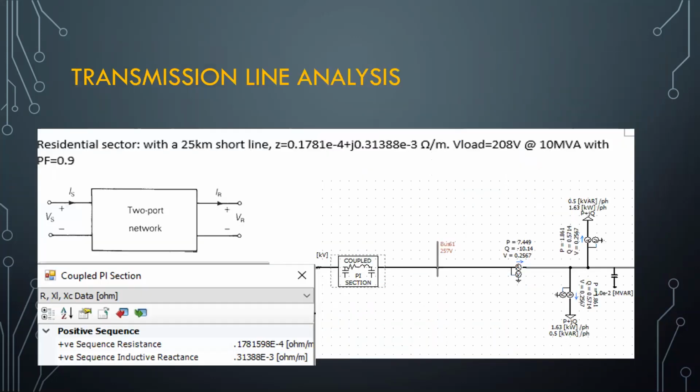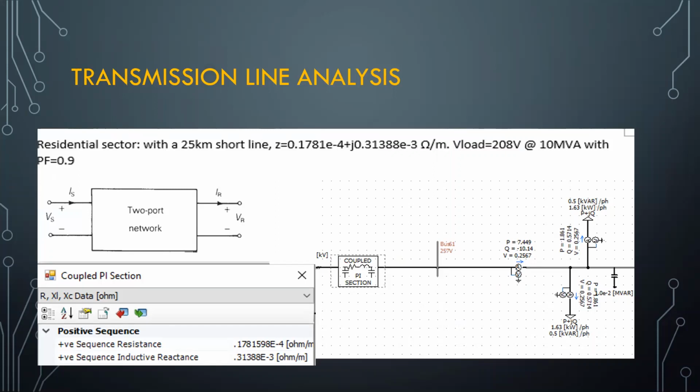Next slide. Besides day and night calculations, we also did the transmission line analysis for our grid. The goal is to express the voltage and current at any point along the line using two-port networks. Based on our grid, we're able to use the coupled pi section to demonstrate short lines of 25 kilometers. And the coupled pi sections also include the series impedance, shown in the left corner.